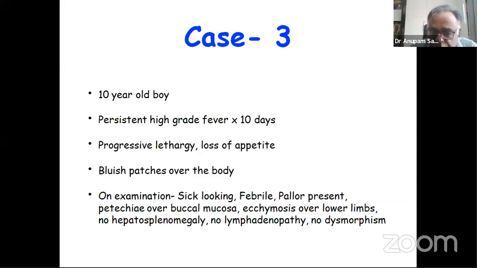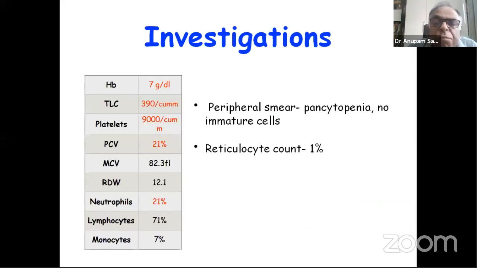Case 3 is a 10-year-old boy with persistent high-grade fever for 10 days, progressive lethargy, loss of appetite, bluish patches over the skin. Sick-looking, febrile, pallor is present, petechiae over buccal mucosa, ecchymosis over lower limbs, no hepatosplenomegaly, no lymphadenopathy, no dysmorphism. On investigations, hemoglobin was 7 grams, TLC 390, platelets 9,000, MCV 82.3, RDW 12.1, neutrophils just 23%, retic count 1%. Peripheral smear showed pancytopenia, no immature cells were seen.